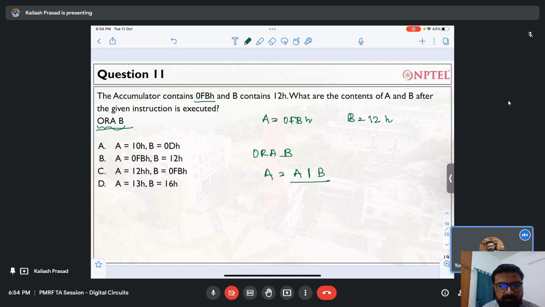Anybody wants to answer this? It's a very simple one. Without solving, you can answer.